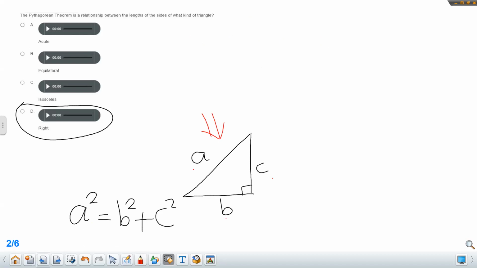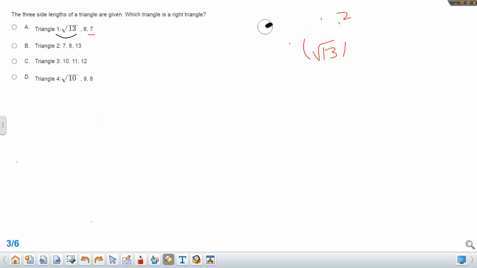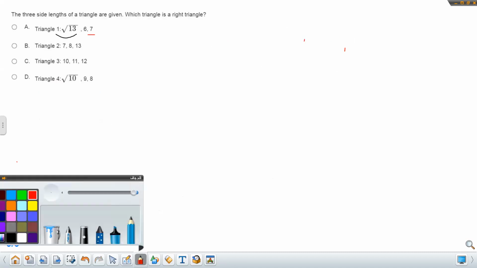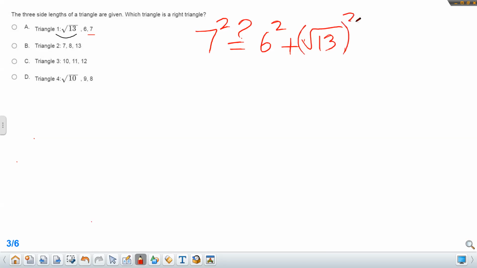Number 2. The three side lengths of a triangle are given. Which triangle is a right triangle? Triangle number 1: root 13, 6, and 7. Take the greatest one, which is 7, power 2. Does it equal, maybe equal, maybe not equal, 6 power 2 plus root 13 power 2? Okay, then evaluate each of them.